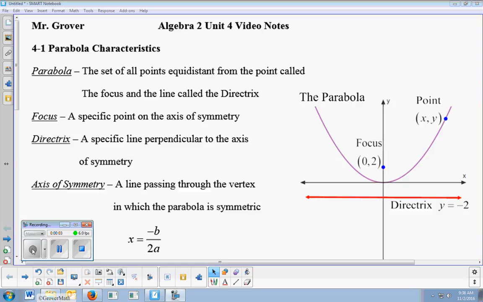Algebra 2 Common Core, Unit 4. This is 4-1, so this is the first lesson in Unit 4, and we're talking about parabola characteristics. So we're going to spend a couple of days discussing parabolas and what exactly is a parabola.